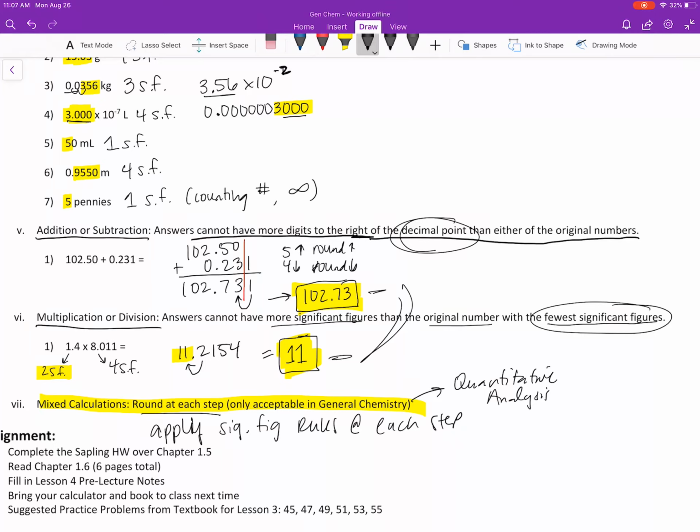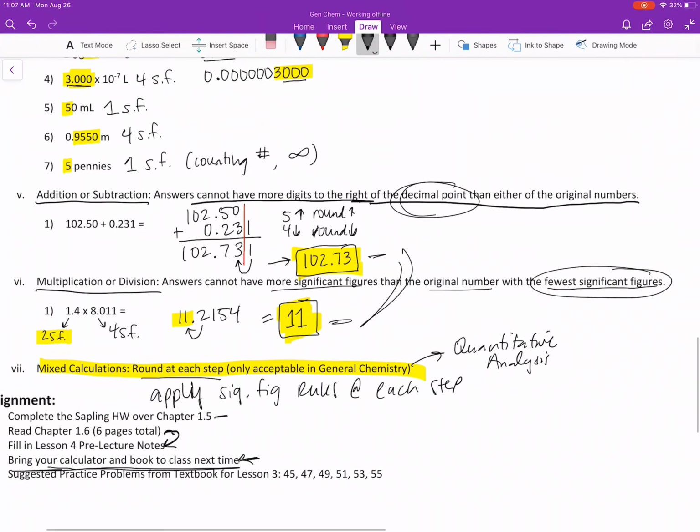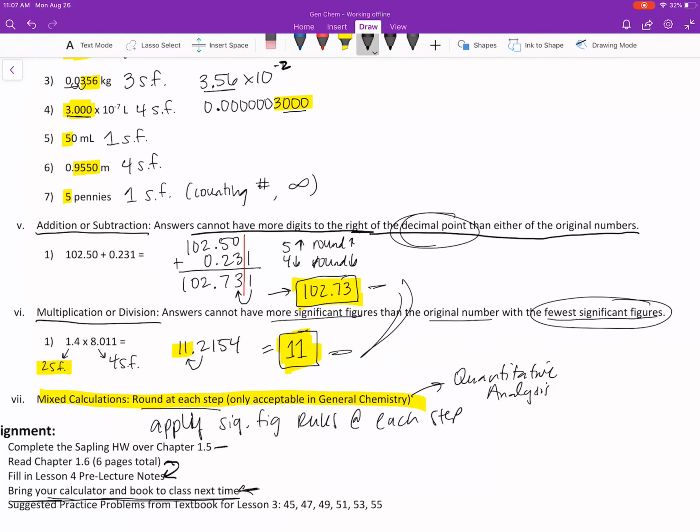So all you have is to work on the homework for just this one section. It's only one section of the book. Read the next section and fill in lesson 4. And then also bring your book and calculator to class. So book and calculator, okay? And then that's it. There's no additional reminders.